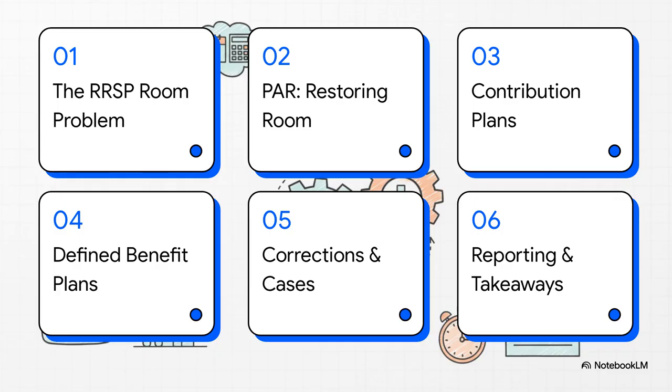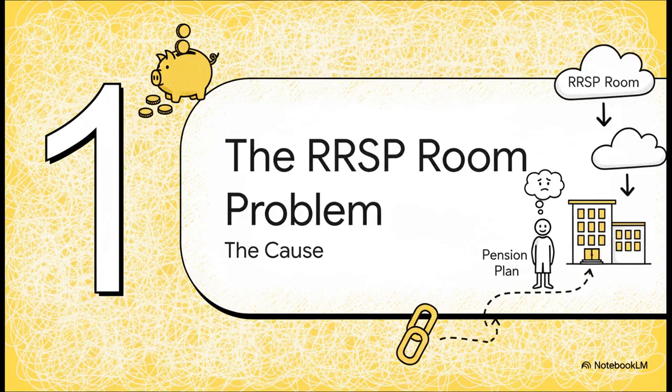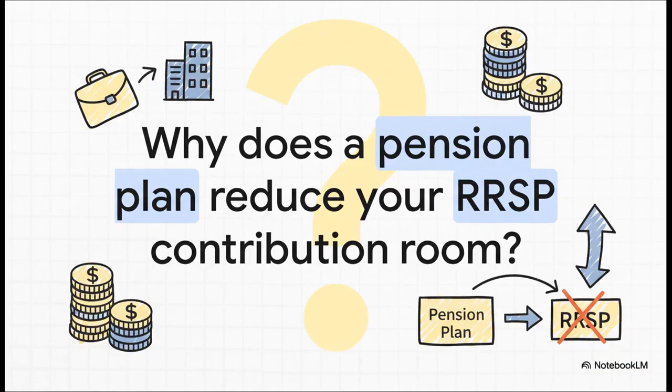Let's get started. All right, first things first. Before we can even talk about the solution, the PAR, we have to really dig in and understand the problem it's trying to solve. And that whole problem, well, it all starts with this interesting interaction between your company pension plan and your personal RRSP. So this question right here, this is the absolute heart of the matter. Why does being in a company pension plan actually shrink your personal RRSP contribution room?